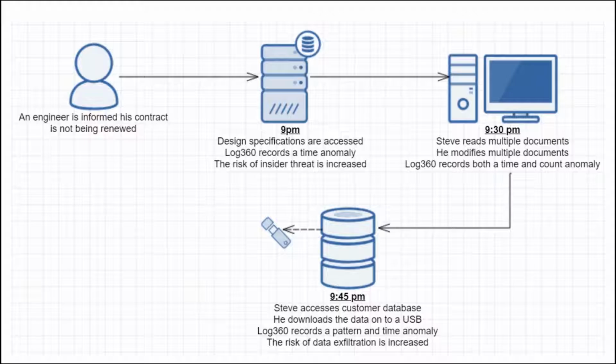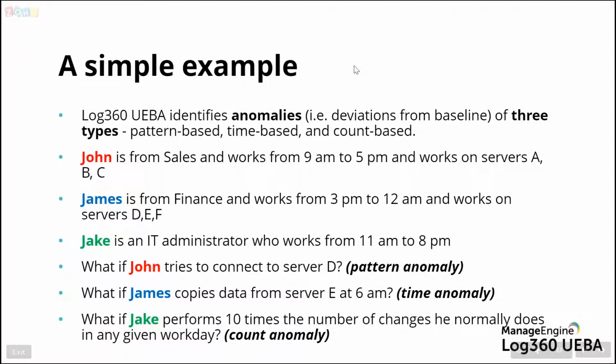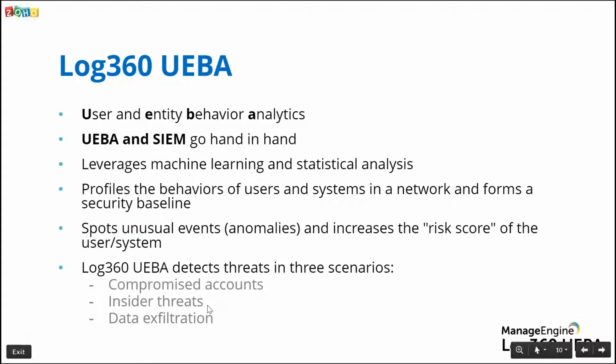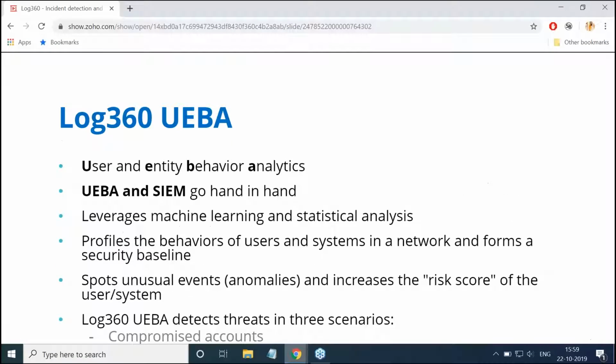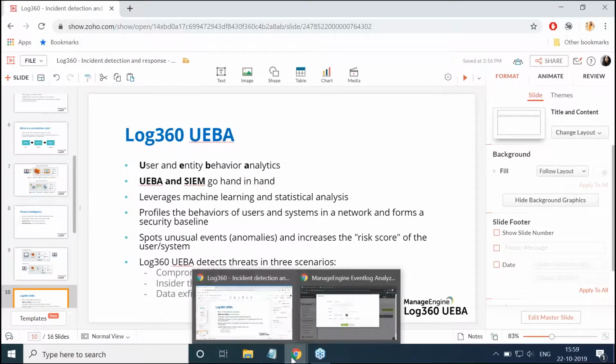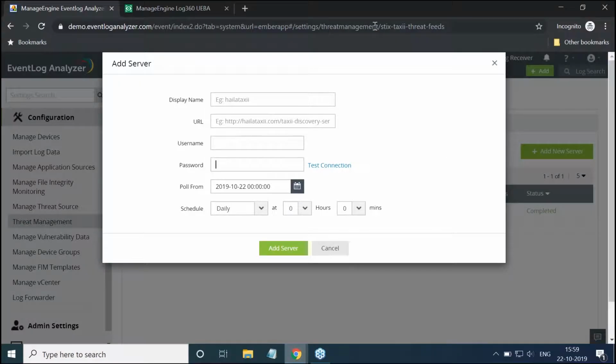Also, another cool thing that Log360's UEBA module does is that it classifies every single kind of anomaly into three specific kinds of threats, right? You have insider threats, data exfiltration, and compromised accounts. So you can also find information for any of these kinds of threats as well. I'll just quickly show you how the UEBA module looks on the product.